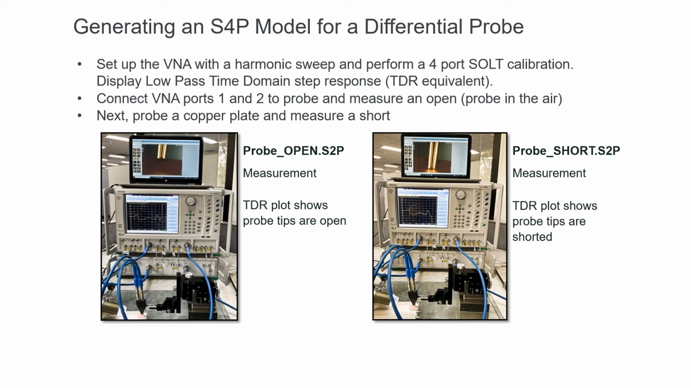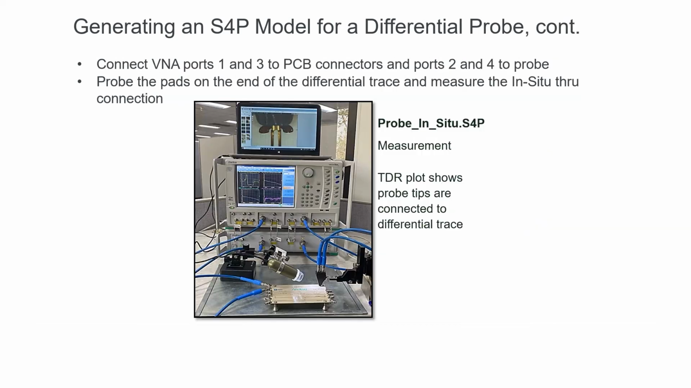It's short, it's making contact across the copper pad. So lastly, the third measurement we need to do is the probe In-Situ S4P file. This requires a board that has a probe pad on one end of a differential line that goes down to differential connectors on the end. So we're going to make a full insertion loss, an S4P measurement. And this is our last file that we need in order to create an S4P model using the AtaiTec software.